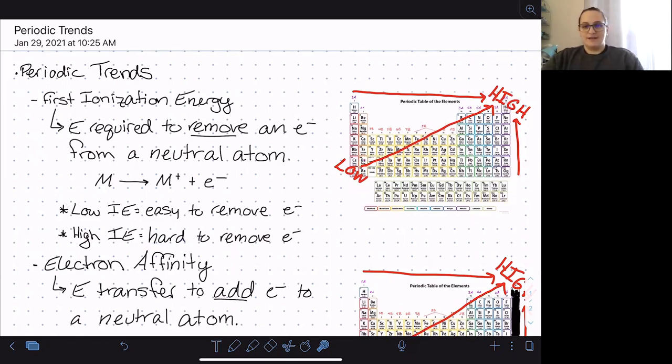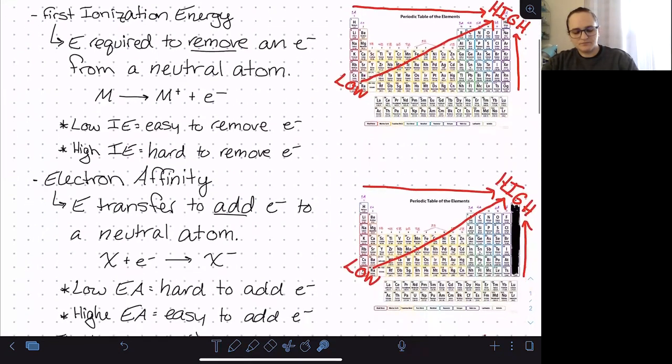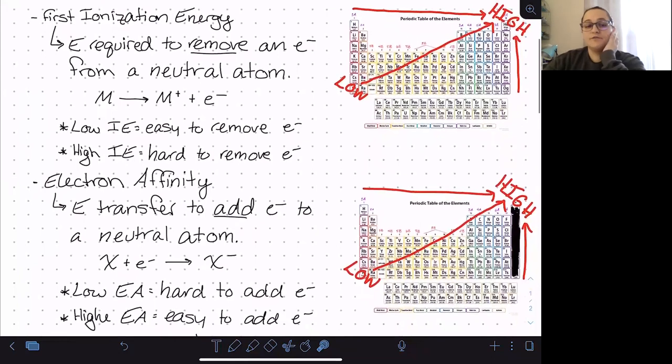Our next trend is kind of the opposite: adding an electron, which is known as electron affinity. This is the energy that's transferred to add an electron to a neutral atom. So we're starting with something with a 0 charge, adding an electron onto it, which means that we're producing a -1 charged anion here. Now the trend goes in the same direction. Low values in the bottom left, high values in the top right. But the meaning is kind of opposite.